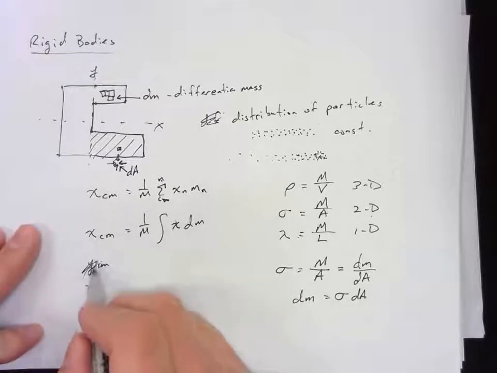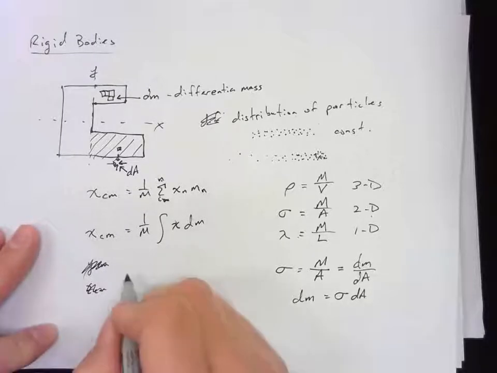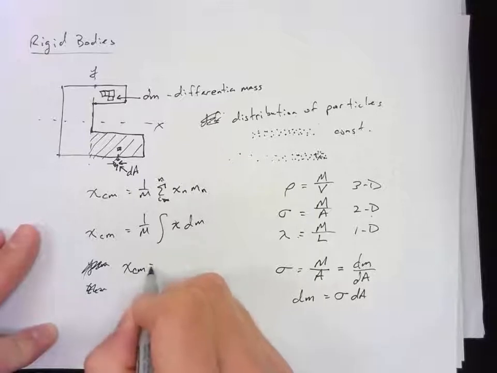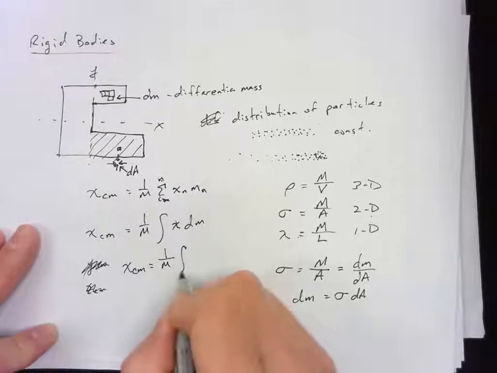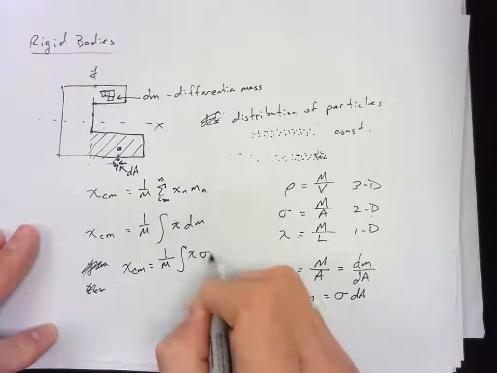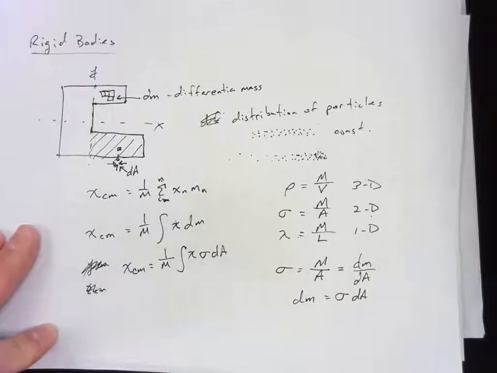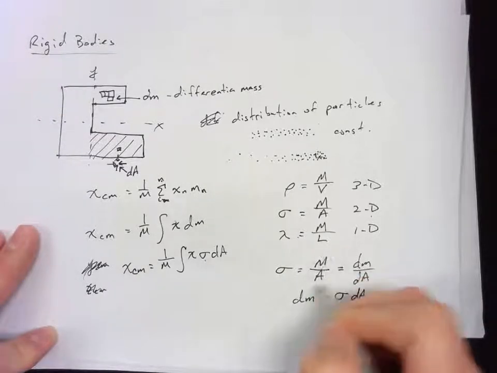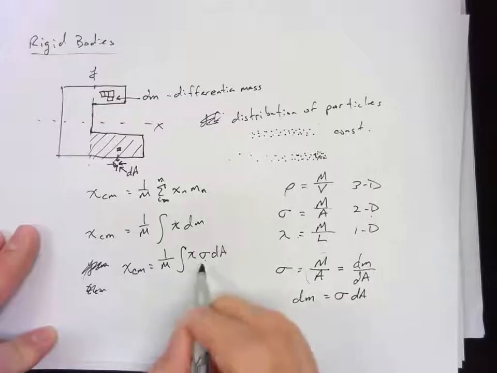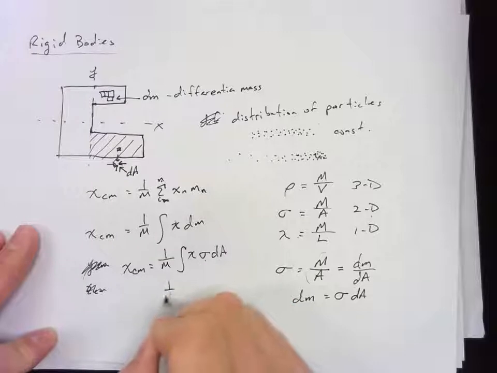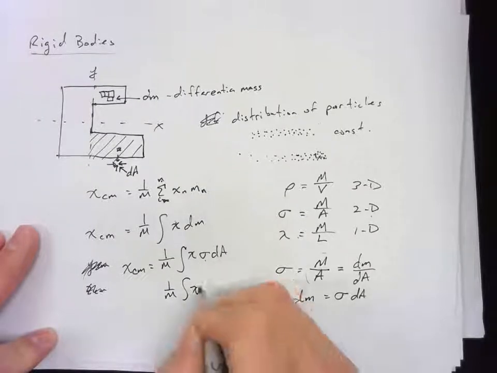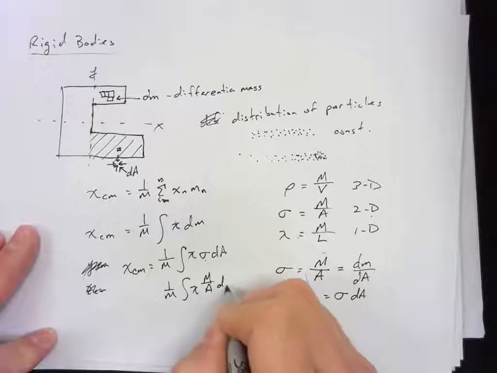Okay, so I'm going to get rid of those things. So that x_cm is going to be equal to 1 over the mass times the integral of x times dm, where sigma is equal to both the differential and the total area ratio. So I'm going to now substitute this into this equation. So we have 1 over m times x, m over A, dA.